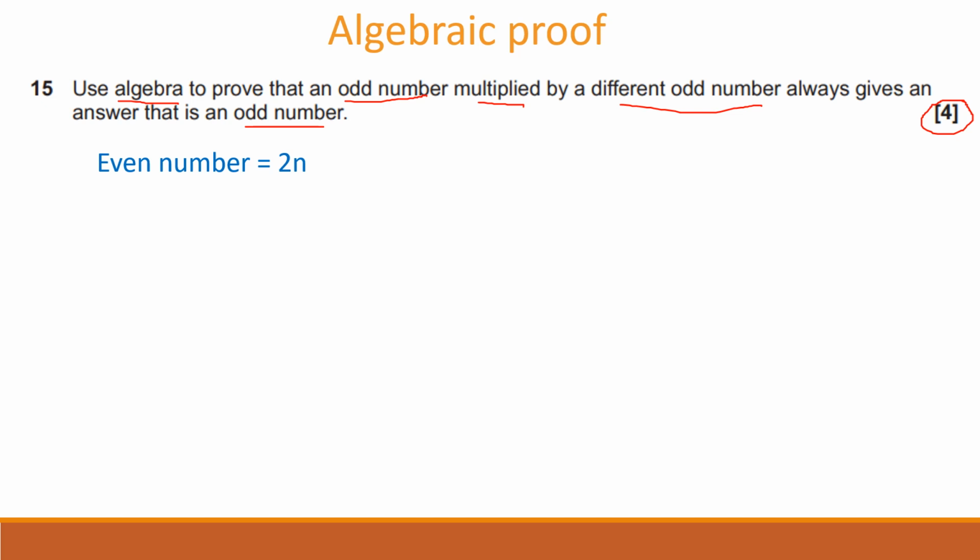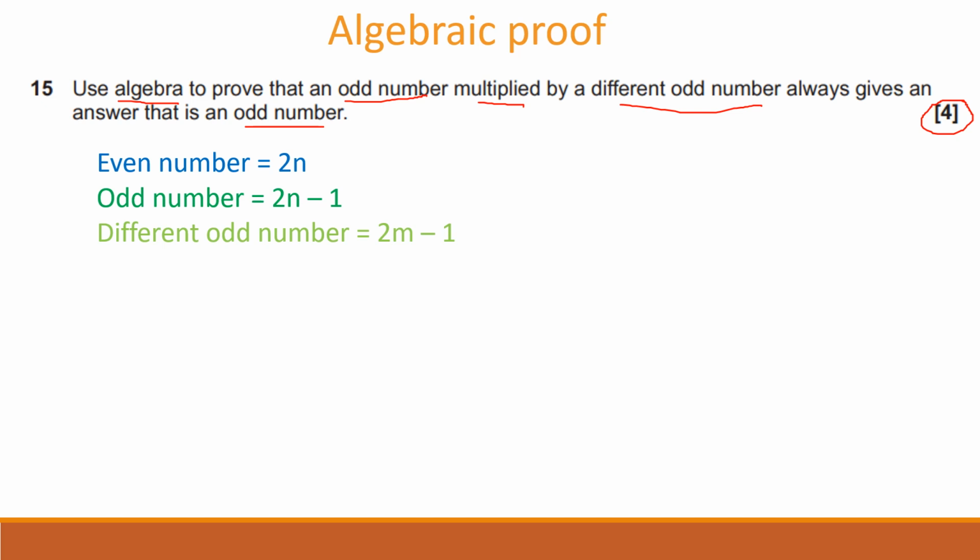Now, to make this even number odd, if I subtract 1 from that number, it will make it odd. I could have also added 1 to the number and it would have also been odd as well. It didn't matter whether I added 1 or subtracted 1 from that number, it would still be odd. I've chosen to subtract 1. Now I'm going to pick another odd number, so a different odd number, I'm going to choose a different letter, so 2m take away 1.